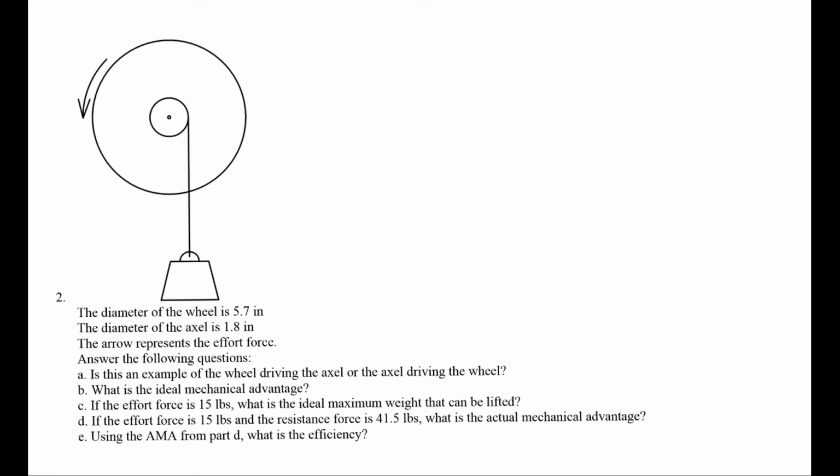So now I've got a wheel and axle here, and this means this out here is where the force is being applied. So the wheel diameter is 5.7 inches, diameter of the axle is 1.8. So first thing, A, is this an example of a wheel driving an axle or axle driving a wheel? Wheel driving an axle.